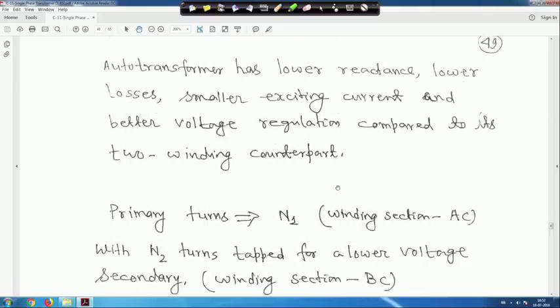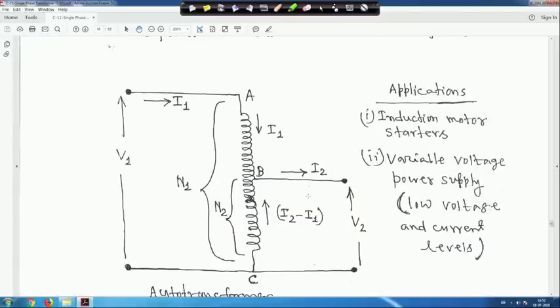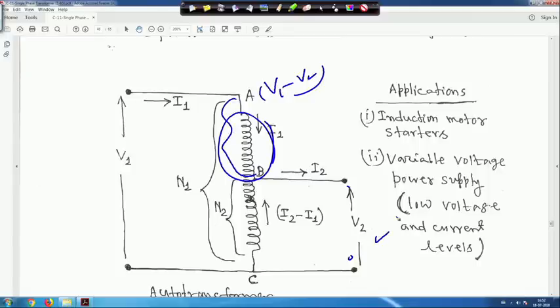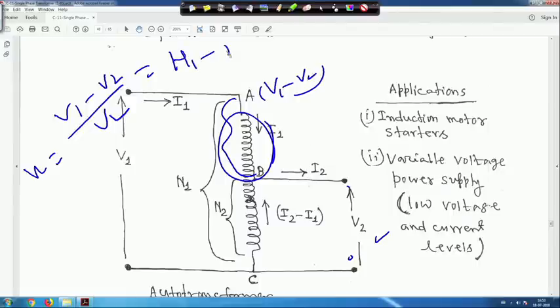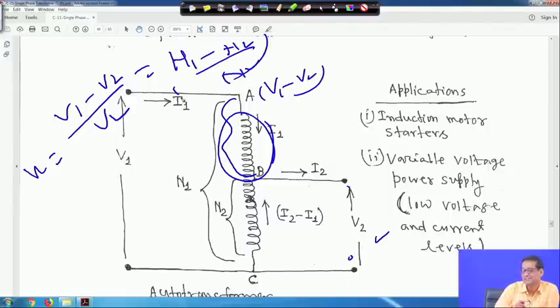For a two winding transformer, this is one winding and this is another winding, this voltage is V1, this voltage is V2. So that means this voltage is V1 minus V2 and this is my V2, right. If it is a two winding transformer, therefore my K will be equal to V1 minus V2 by V2. That means this can be written as N1 minus N2 divided by N2, right. This portion you have to understand, there should not be any confusion.